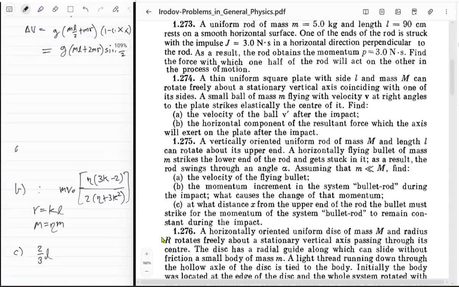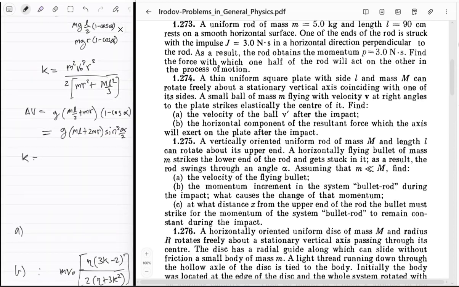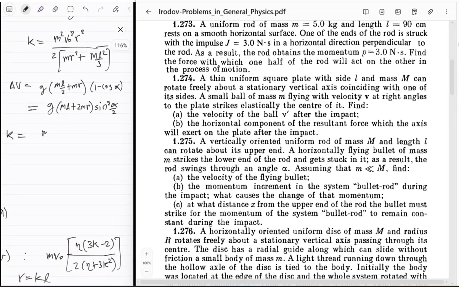And let's do A now. So for A, what's happening? A horizontally flying bullet of mass m strikes the lower end. So our r is just equal to L, in fact, right? Okay, so now we can do this. Just rewrite everything. k is equal to stuff, r is just equal to L. So you've got m squared v naught squared upon, it's like 3 out. Then you've got 2 times m, it's like 3m actually. It's capital M, I think. Okay, and that's going to be equal.